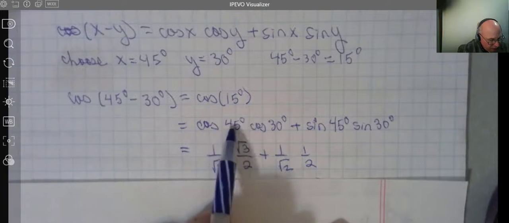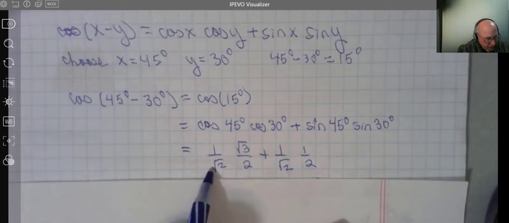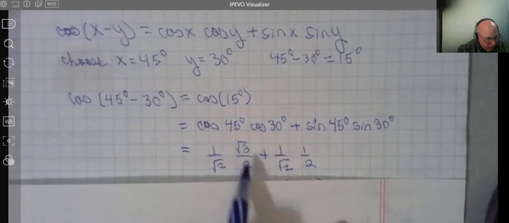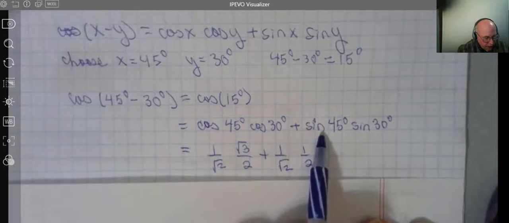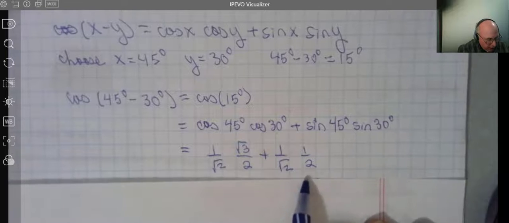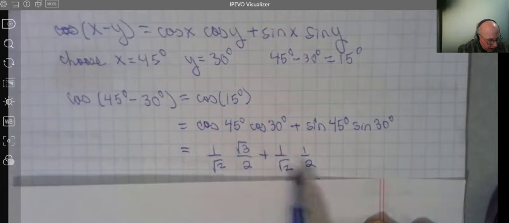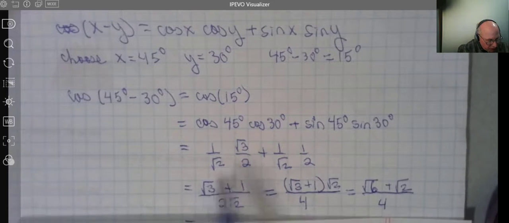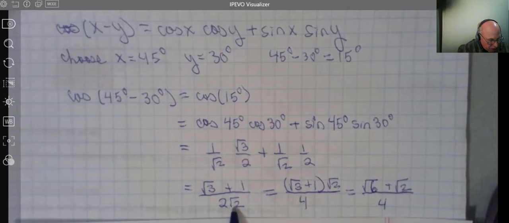Well, the cosine of 45 degrees is 1 over root 2. The cosine of 30 degrees is root 3 over 2. The sine of 45 degrees is 1 over root 2, and the sine of 30 degrees is 1/2. And you can see we actually already have a common denominator here of 2 root 2. So that gives us this times this, root 3, plus 1 times 1 is 1. Root 3 plus 1 over 2 root 2.